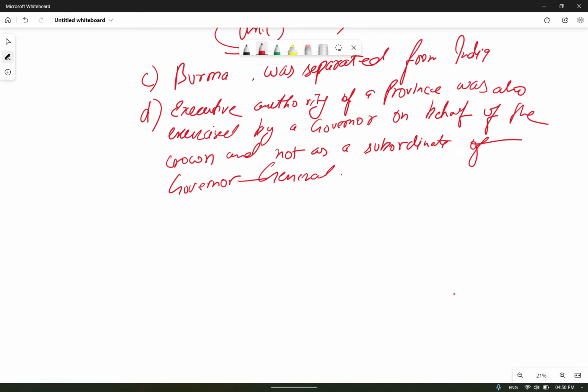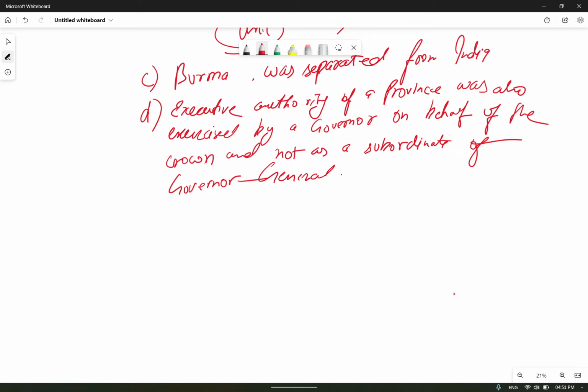The governor was required to act on the advice of ministers responsible to the legislature. In certain matters the governor was required to act in his discretion without ministerial advice, and under the control and direction of the governor general through him or the secretary of state. So more power was given to the governor of the provinces through this act.